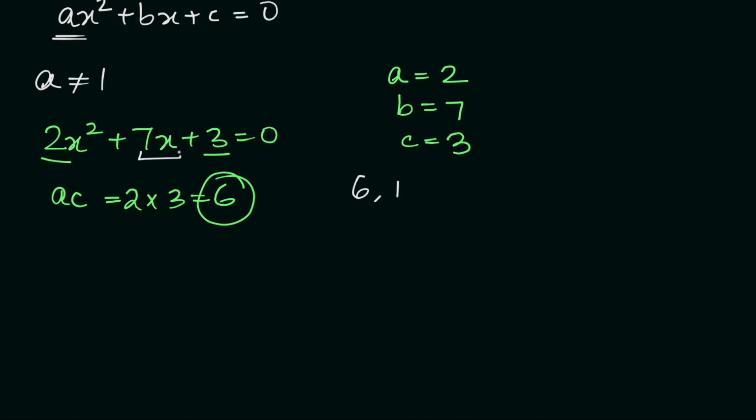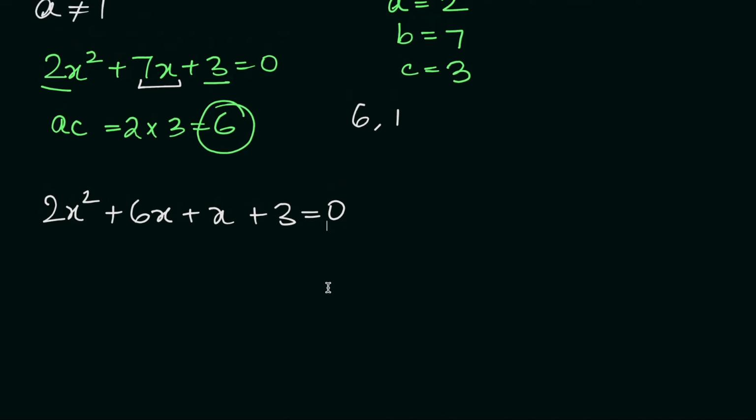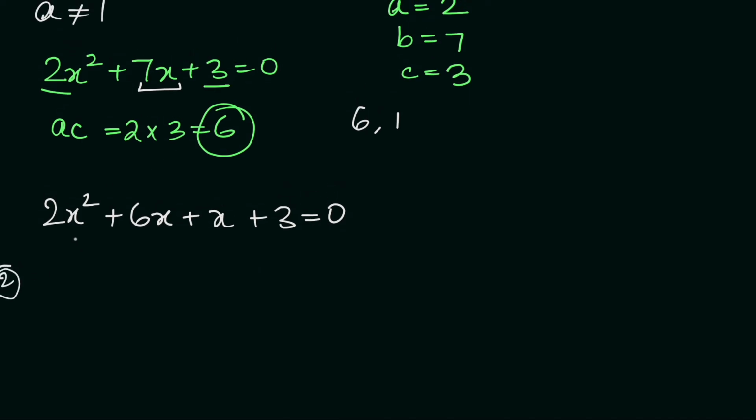So we split this 7x into 6x plus x plus 3 is equal to 0. Now our second step is to take things common. Here we know that we can take out 2x common, right? Now we're left with x plus 3. We know that 2x into x would give us 2x square. 2x into 3 would give us 6x.